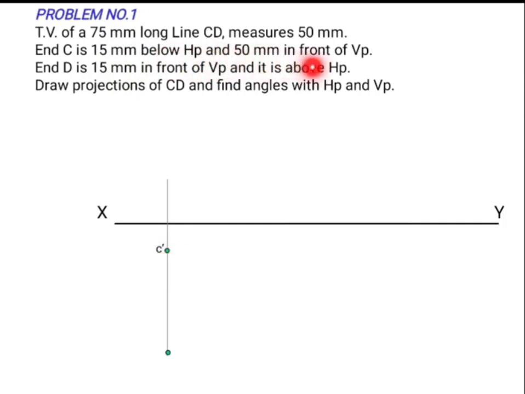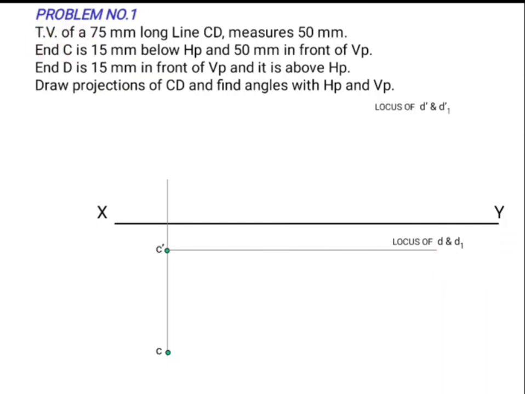And 50 mm in front of VP. The dimension given is with respect to the vertical plane, which means it is the dimension of the plan of that point. So small letter c can be located on the same vertical projector at a distance of 50 mm below the XY line. Now we can draw the locus line of point D, which is 15 mm in front of the vertical plane. In front of the vertical plane means below the XY line. So the plan of the point D, small letter d, will be 15 mm below the XY line. We can draw the locus line of that point.